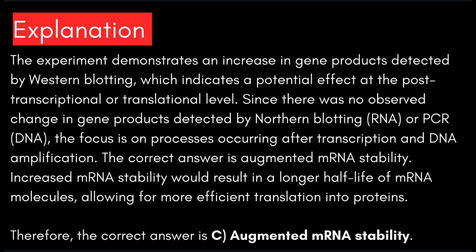The experiment demonstrates an increase in gene products detected by Western blotting, which indicates a potential effect at the post-transcriptional or translational level. Since there was no observed change in gene products detected by Northern blotting, RNA, or PCR, DNA, the focus is on processes occurring after transcription and DNA amplification. The correct answer, therefore, is augmented mRNA stability. Increased mRNA stability would result in a longer half-life of mRNA molecules, allowing for more efficient translation into proteins. Therefore, the correct answer is C, augmented mRNA stability. Let's go ahead and see why the other answer choices are incorrect.